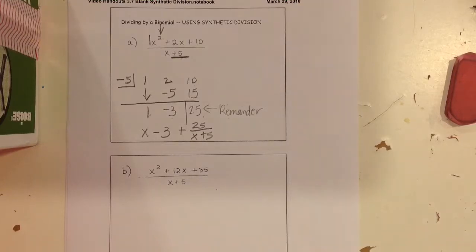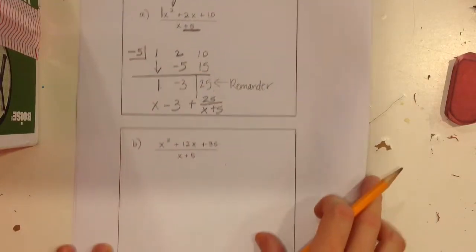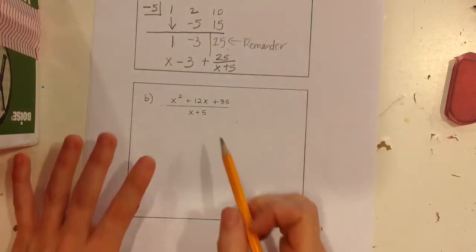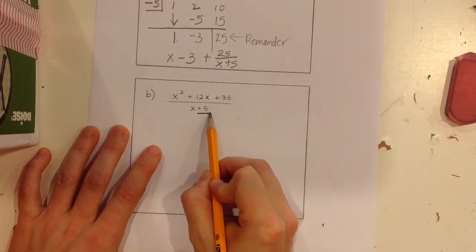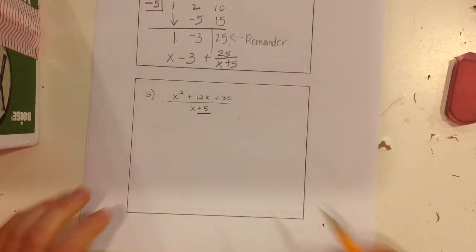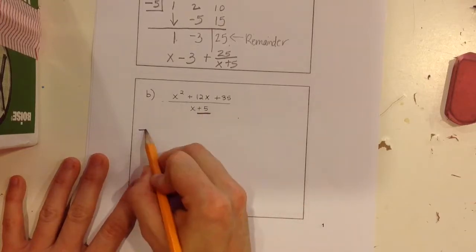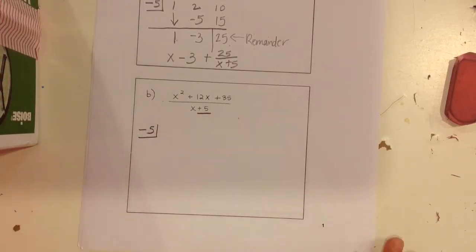Let's do this one example before we stop the video and do another video for the next ones. So remember what you're supposed to do first. You always want to look and see what's with the x and put the opposite of it in a backwards L. So instead of plus 5, I want to do a minus 5 in the backwards L.